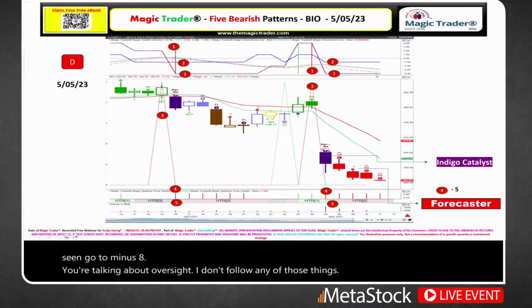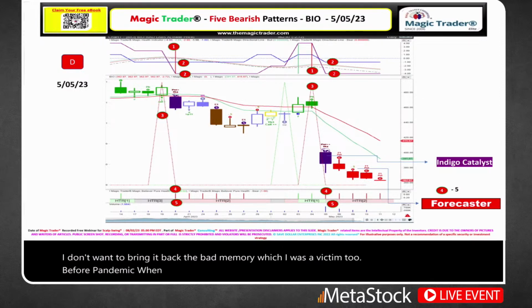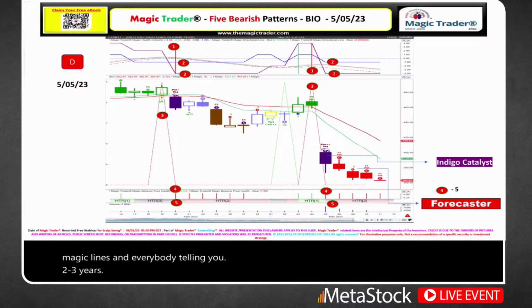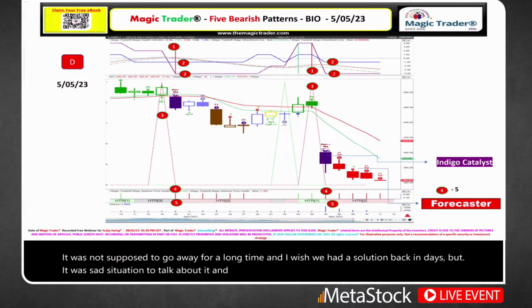I don't want to bring back the bad memory, which I was a victim of. Before the pandemic, when the administration said 2-3 months, we will be all right. Yeah, all right. Magic lines, and everybody telling me it's going 2-3 years forecasting levels. People think I'm crazy. It was not supposed to go away for a long time. I wish we had a solution back in those days, but it was a sad situation to talk about. And I had COVID. Just think about it, and nothing I could do about it.